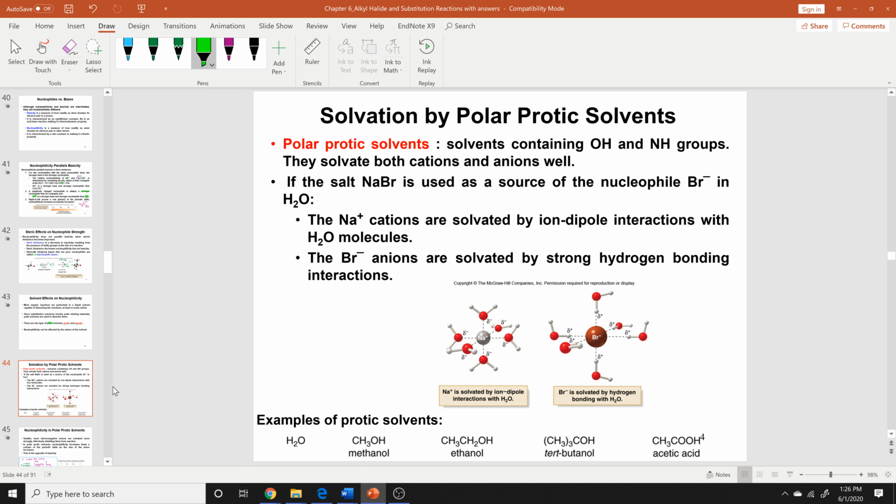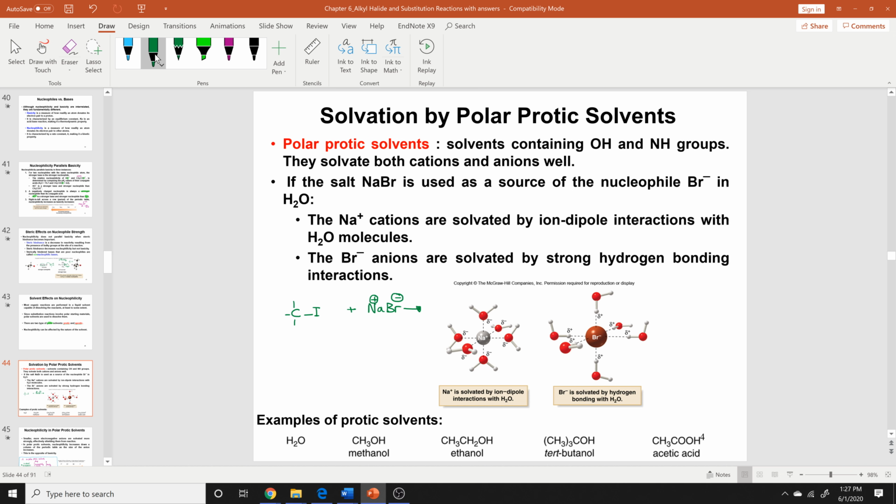So let's have, for example, a nucleophile, any nucleophile. Here I am using sodium bromide. The reaction is going to be like this: I have an iodine here. This is my alkyl halide, and I am reacting this with sodium bromide. This is positive, this is negative. And the solvent that I am using is a polar protic solvent.